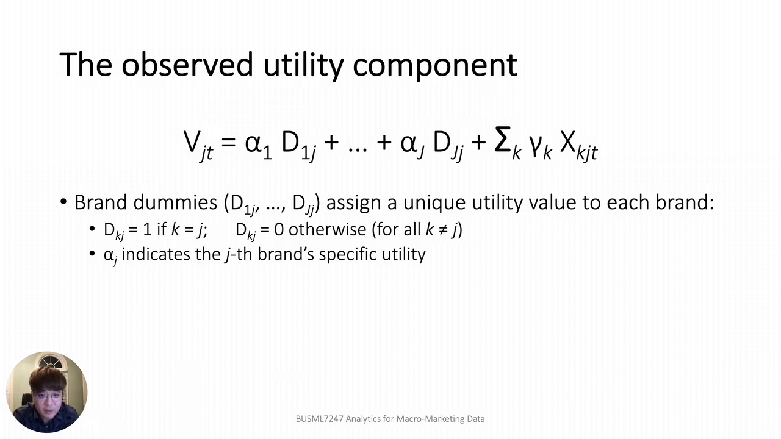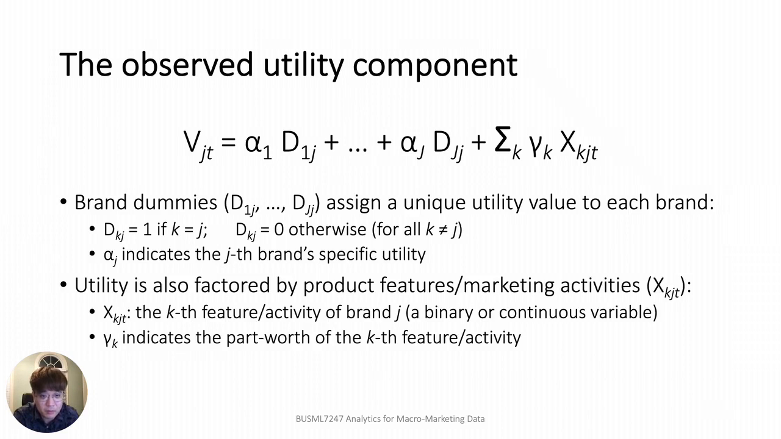Each dummy is a binary indicator. For example, d_kj becomes 1 if k equals j, and it becomes 0 if k differs from j. And each alpha indicates the brand-specific utility. For example, for the first brand, j is equal to 1, and only d_1j becomes 1 and the other dummies become 0. Then, only alpha 1 is added to the observed utility. That is, this formula with dummies serves as a switch for brand-specific utility.